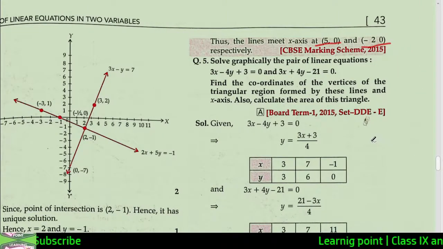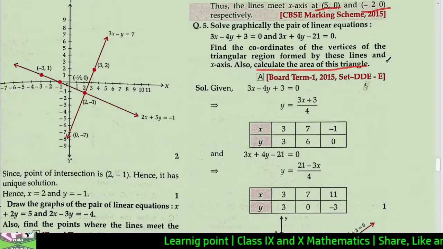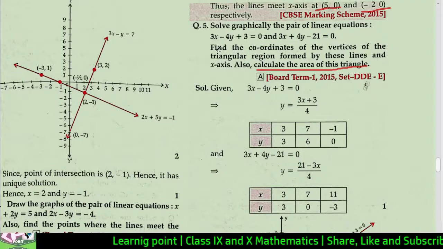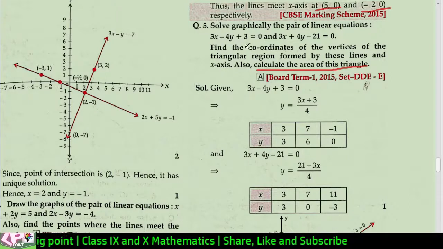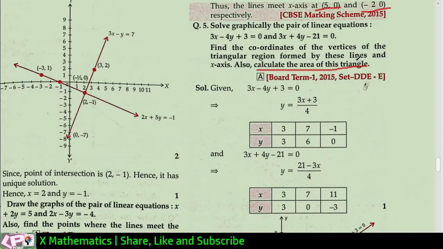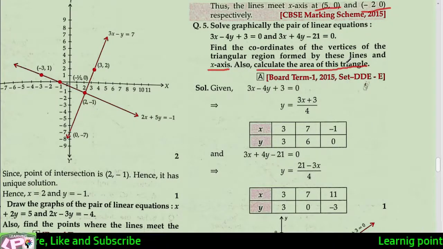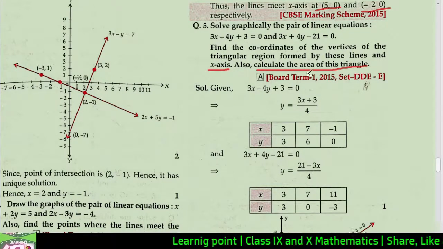So now the next thing is solve graphically. Equations are given to you directly. Now the next thing is to calculate the area of this triangle. But before that, look here: solve graphically the pair of linear equations. Equations are given to you. Find the coordinates of the vertices of the triangular region formed by these two lines and the x-axis. It's very important. Two lines are usually given to you, and along with them either the x-axis or the y-axis is given. You need to notice this one.